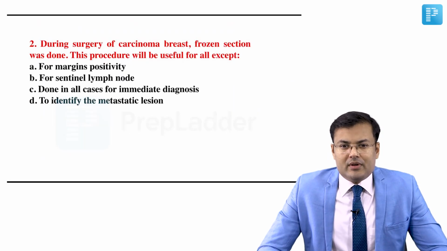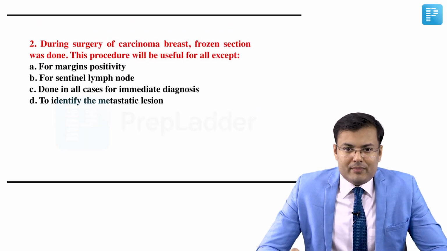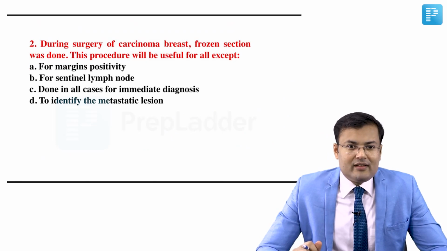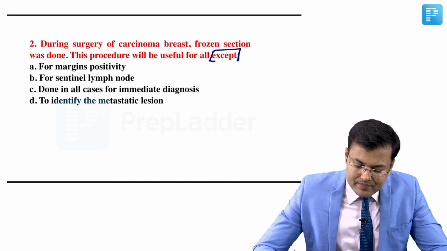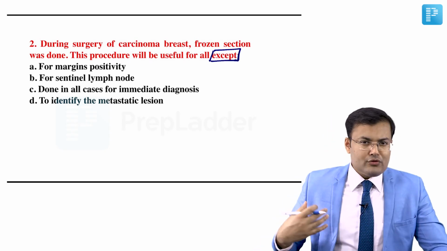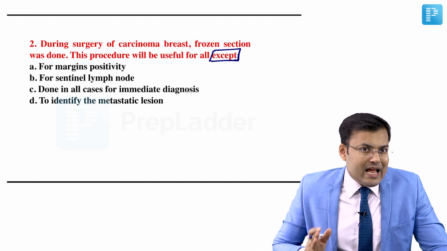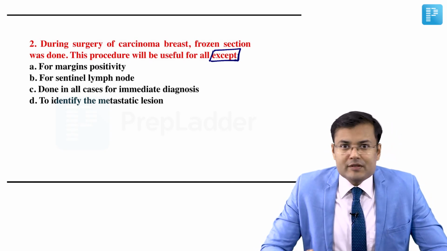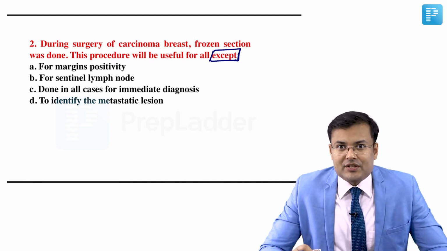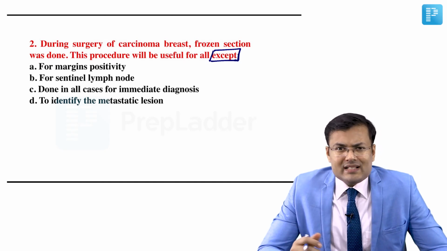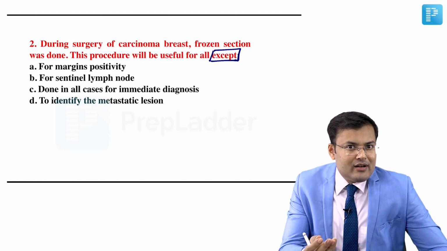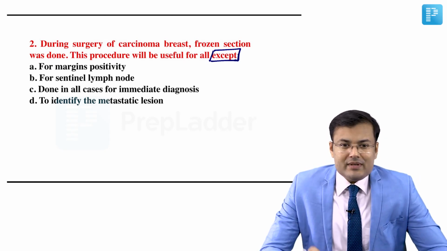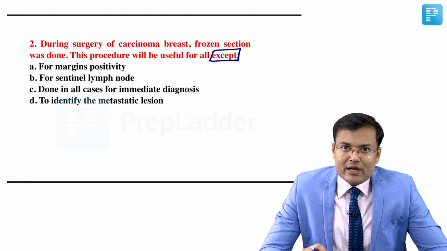See second question. During surgery of carcinoma breast, frozen section was done. This procedure will be useful for all except. So why do we perform the frozen section? For rapid microscopic analysis of specimen. Usually in cases of breast cancer, when we perform sentinel lymph node biopsy, we send the specimen. So frozen section in CA breast is mainly done for sentinel lymph node biopsy.